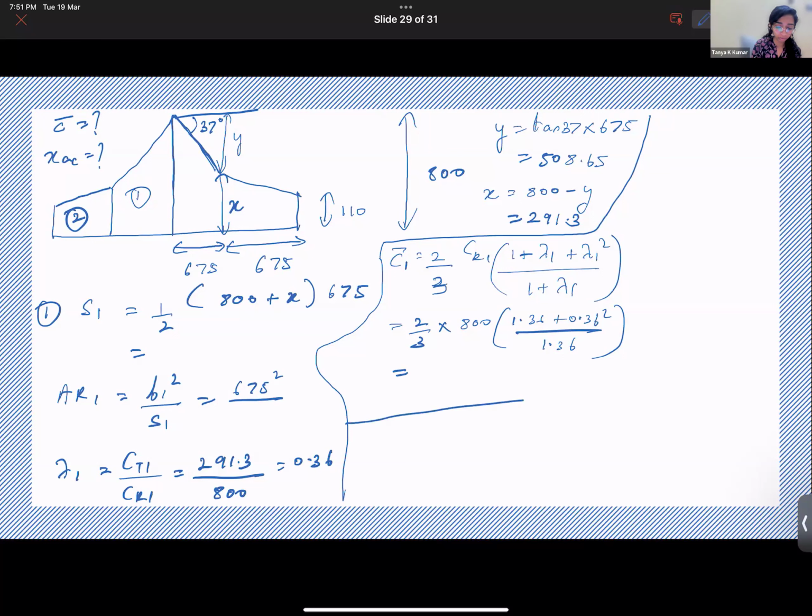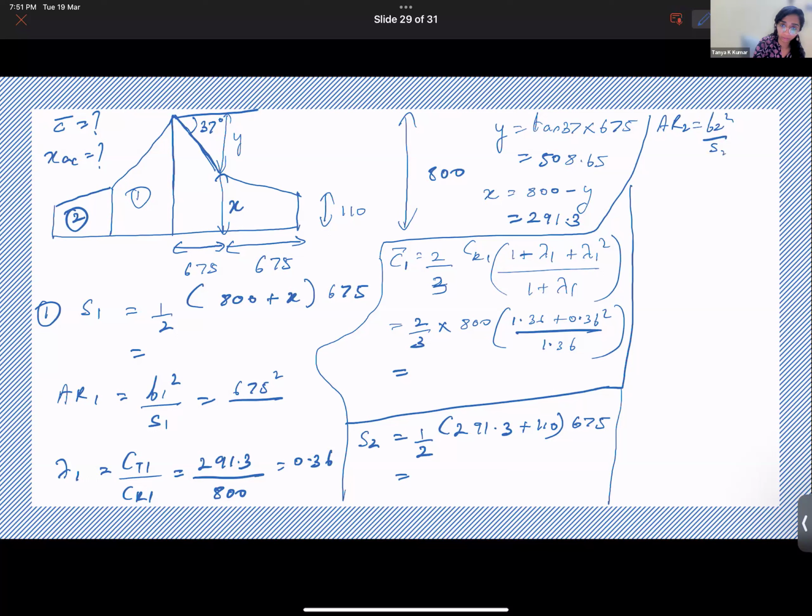Similarly, we need to do it for the second section. So S2, again it's a trapezoid, so it's half the sum of the parallel sides, that is 291.3 plus 110, into 675. So you get some term here. Then the next step is aspect ratio. AR2 is B2 square by S2. You get some quantity there.